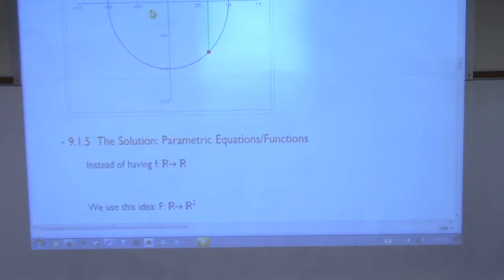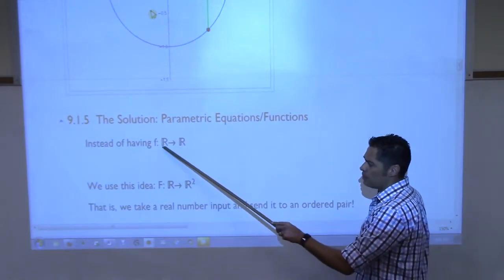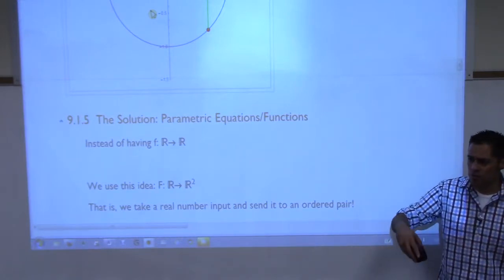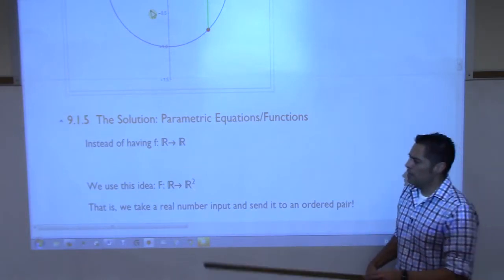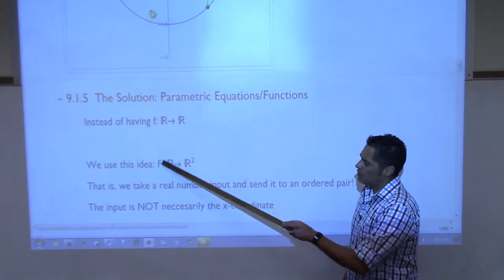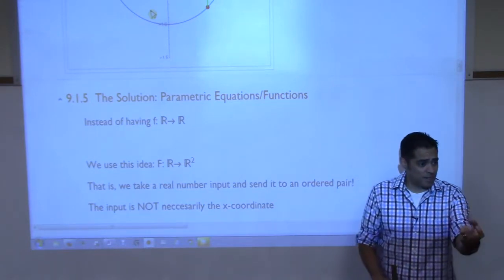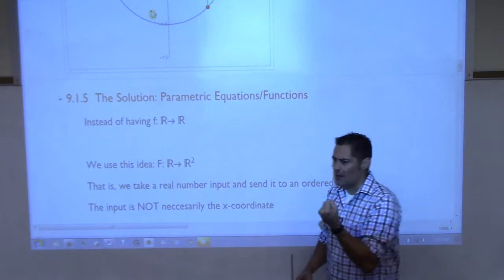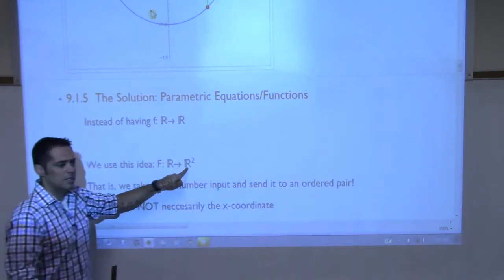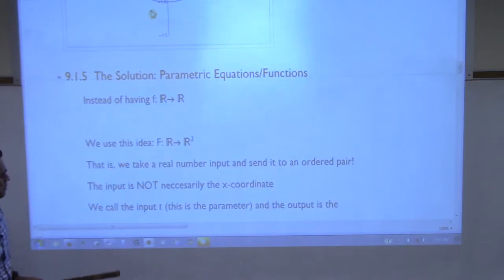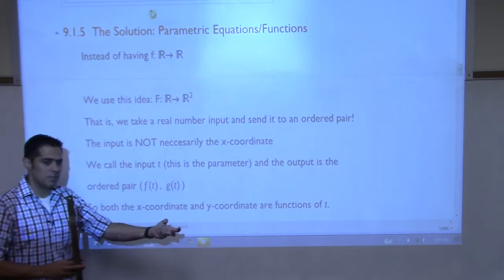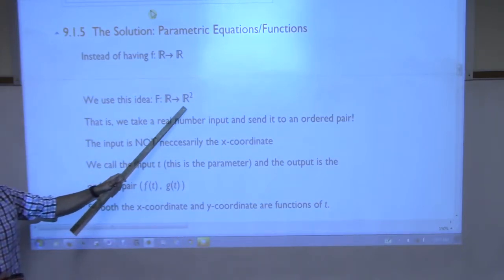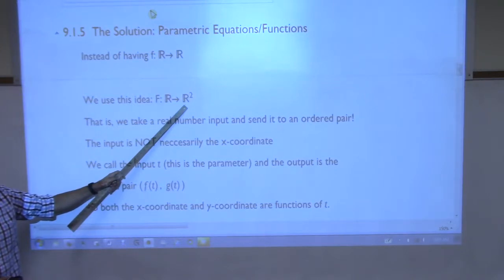The solution is using what are called parametric equations or functions. So instead of having a function that goes from the real numbers into the real numbers, a single numerical input going to a single numerical output, what we're going to do is use the idea, I'm using capital F here, of taking a real number in. I'm going to take in one number, but instead of spitting out a single number, I'm going to spit out an ordered pair. So instead of going from one-dimensional space into one-dimensional space, I'm going to go from one-dimensional space into two-dimensional space. Does that kind of make sense?